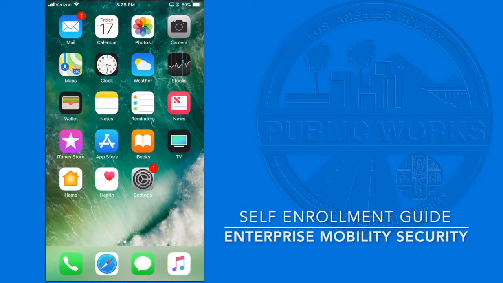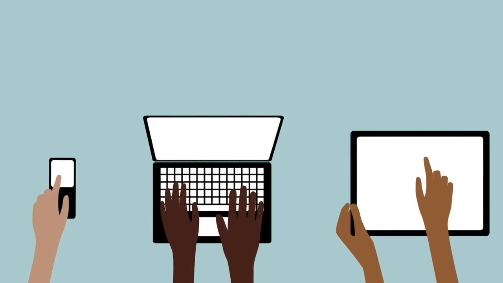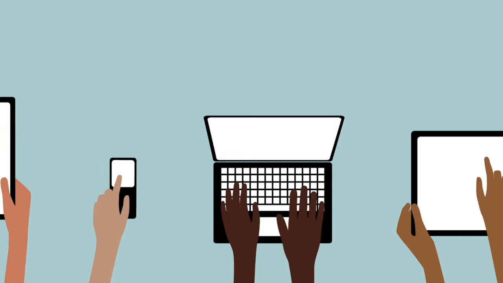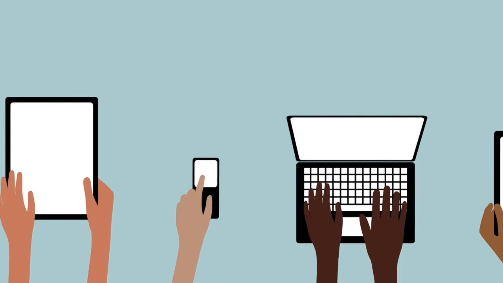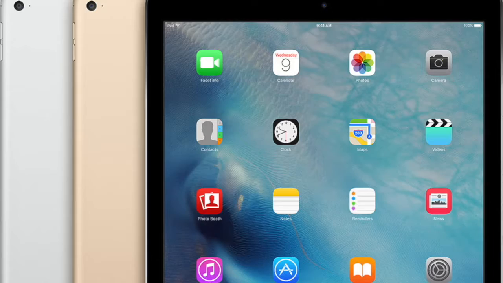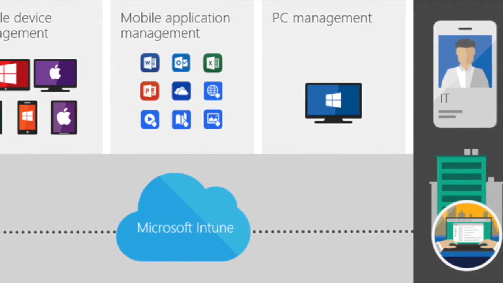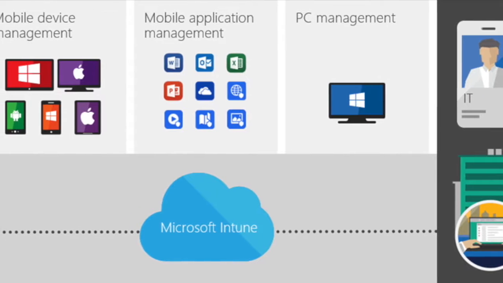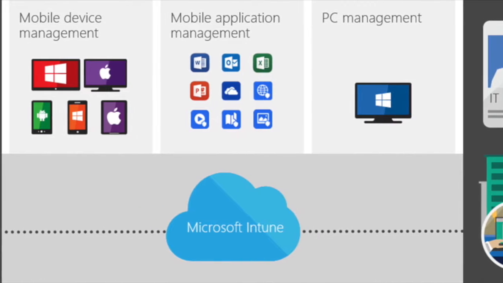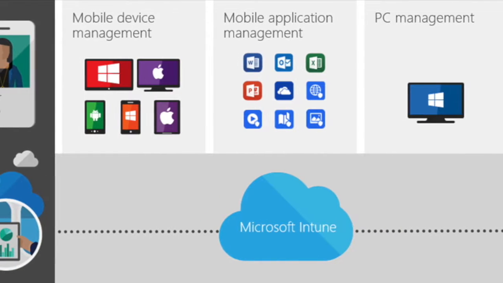Enterprise Mobility Security, or EMS. ITD has implemented changes to the department's current mobile device policies. To comply with county security standards, mobile devices such as iPhones and iPads must be enrolled to the county's Microsoft Intune portal application. In this tutorial, we will guide you on how to complete the self-enrollment process to EMS.